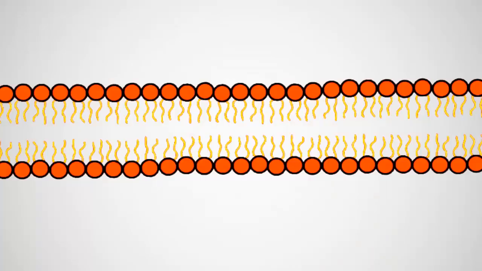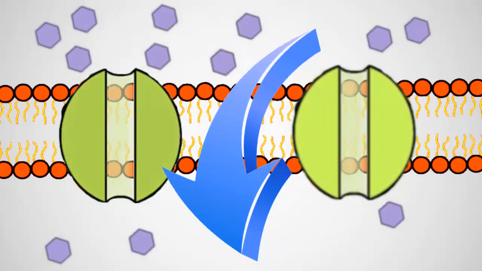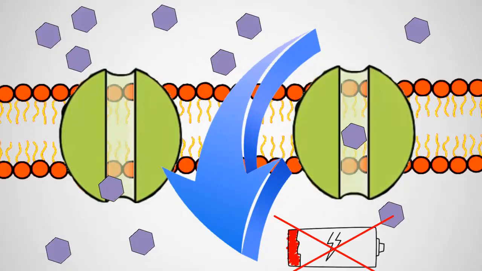This is known as facilitated diffusion. It's still diffusion and it still moves with the concentration gradient, from high to low. It doesn't require energy, so it is a type of passive transport. It's just that the proteins are facilitating, or helping, things pass.